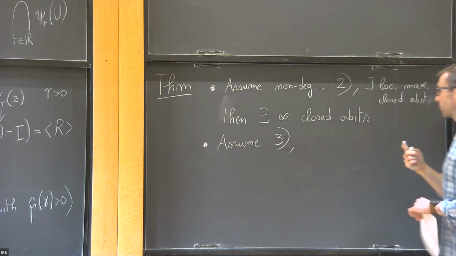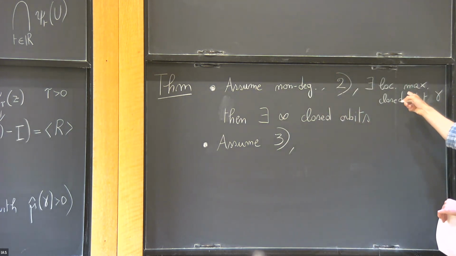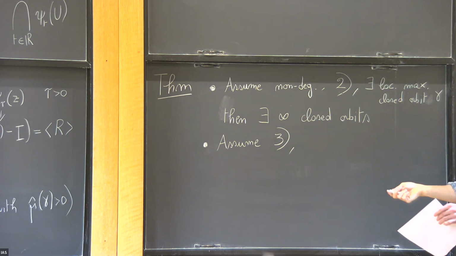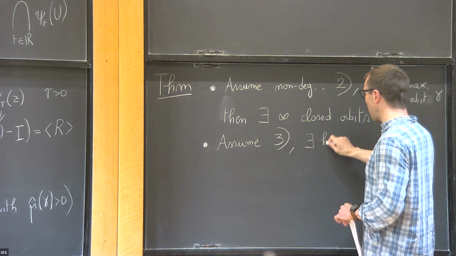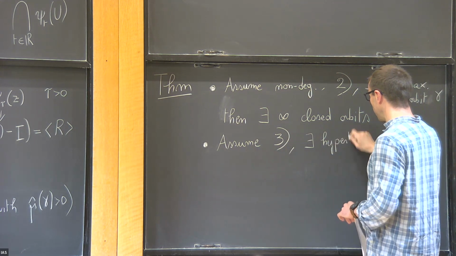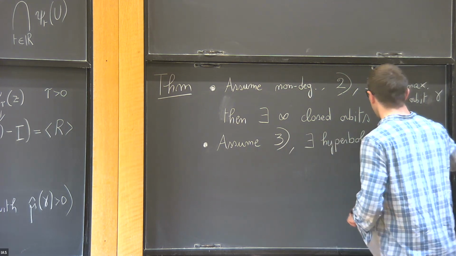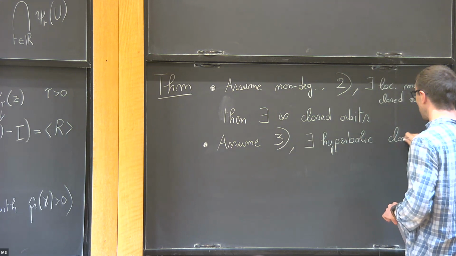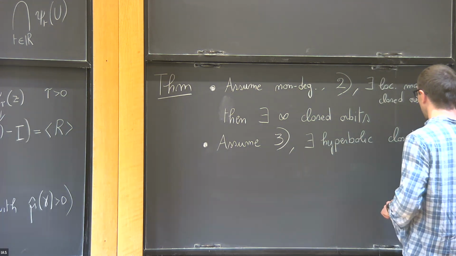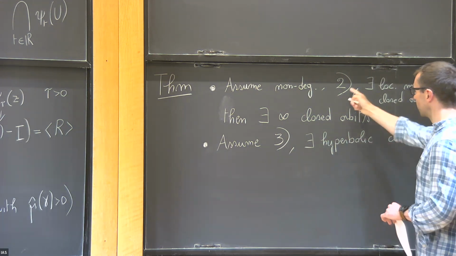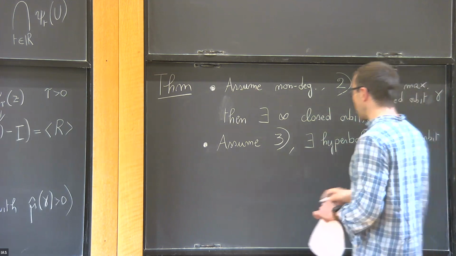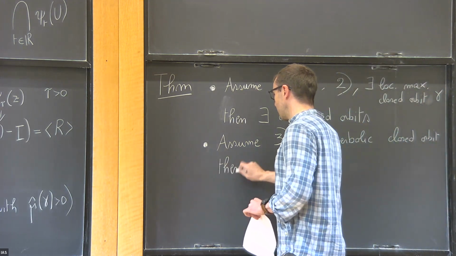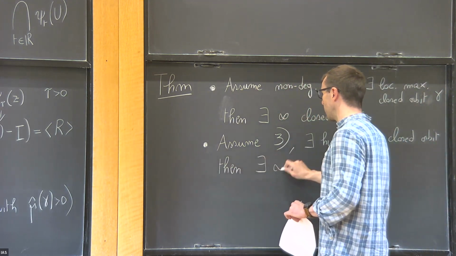but then I need something stronger. Then I need a locally maximal closed orbit, which is actually hyperbolic. Assume three and the existence of a hyperbolic closed orbit. And once again, whenever I say two and three, think of convex. Think of a convex sphere. It's good. Then same conclusion, there exist infinitely many closed orbits.